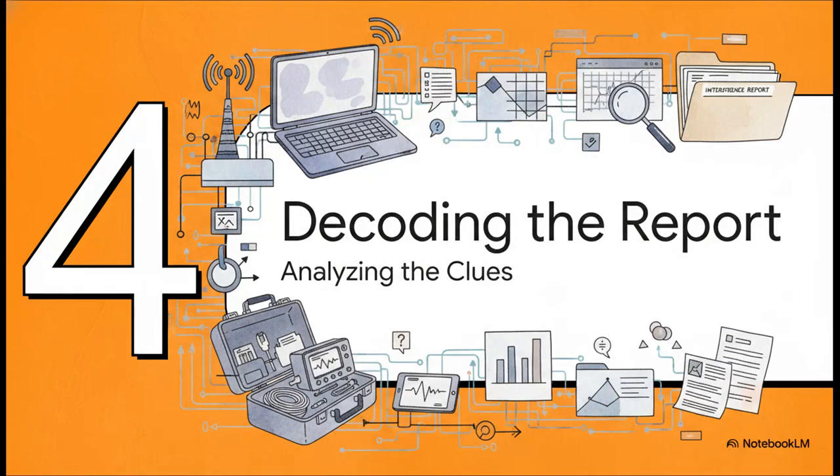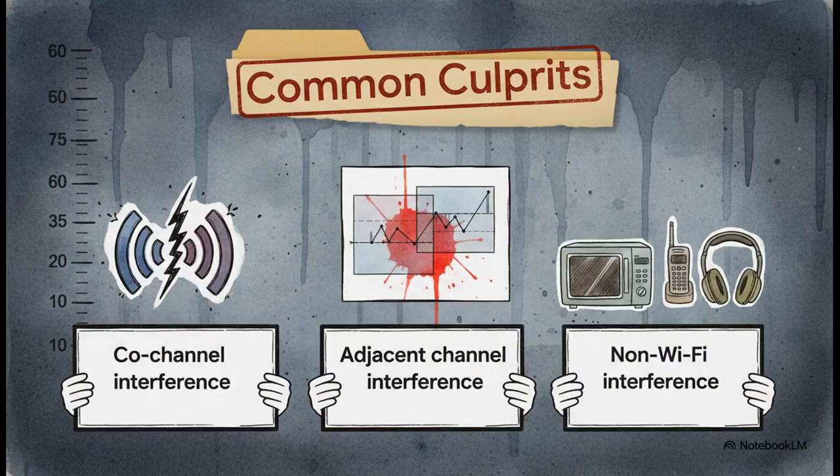Okay, so you've finished your survey. You've collected all the data. Now it's time to head back to the lab, open up that case file, and really analyze the interference report to see what the clues are telling you. Your report is going to highlight a list of the usual suspects.